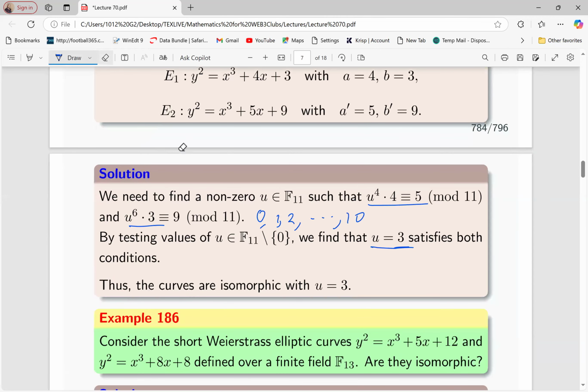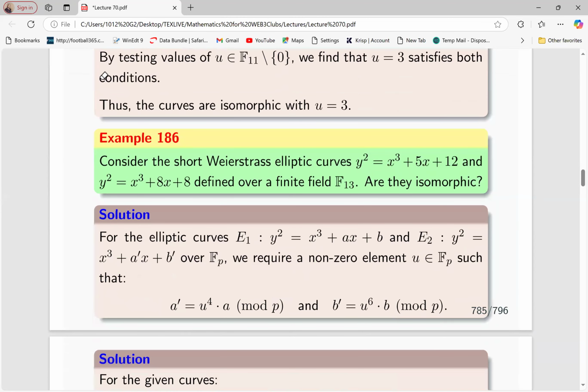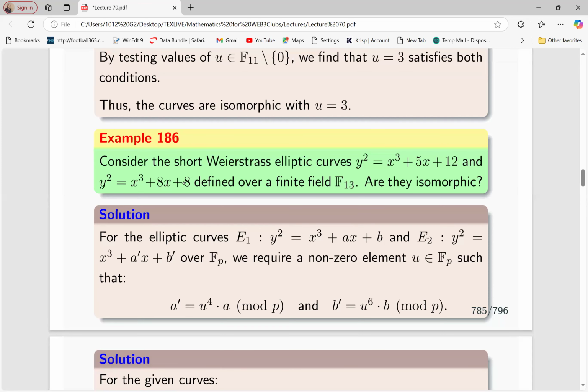Now we look at the last example. Of course, the knowledge of isomorphism of elliptic curves is very important in cryptography, and we look at how it's used in cryptography, how important it is. Let's look at this one. Given this elliptic curve, you can identify A. Our A is that, and our B is this. Our A prime is that, and our B prime is that.